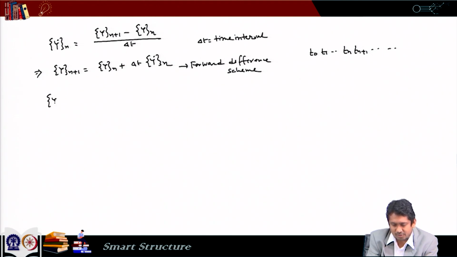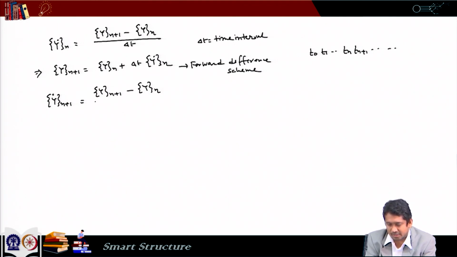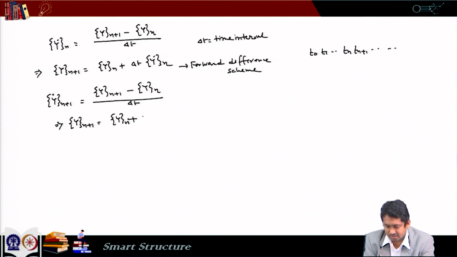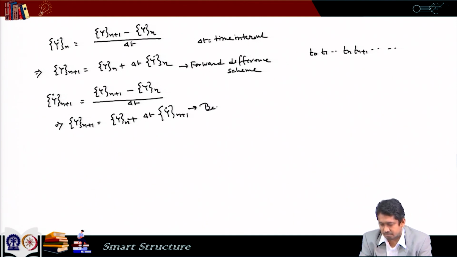Similarly, for backward difference we can write the derivative at the n plus 1 time step is equal to (yn plus 1 minus yn) by delta t, and that gives yn plus 1 is equal to yn plus delta t yn plus 1 dot, and this is the backward difference scheme.